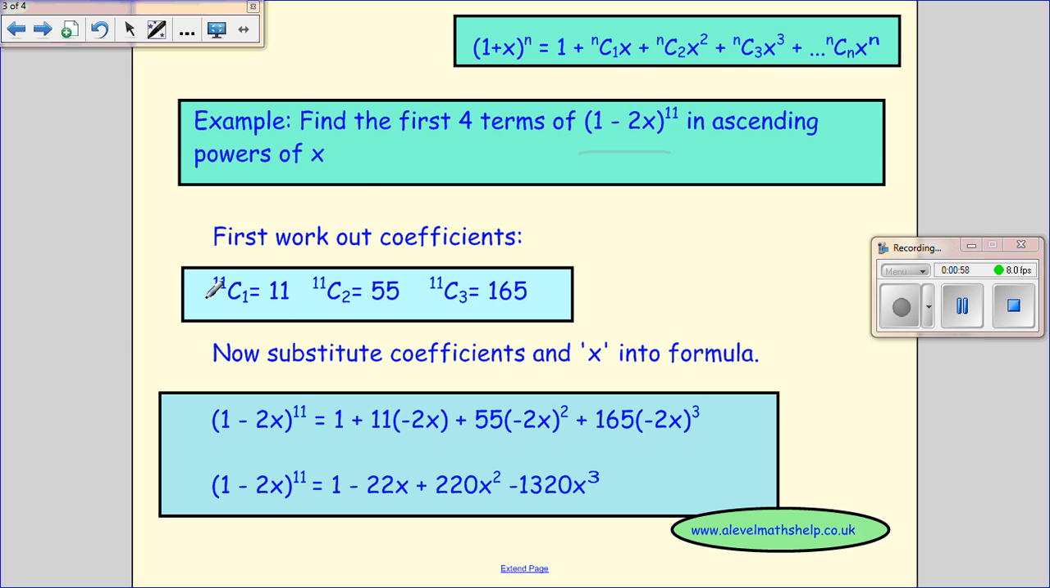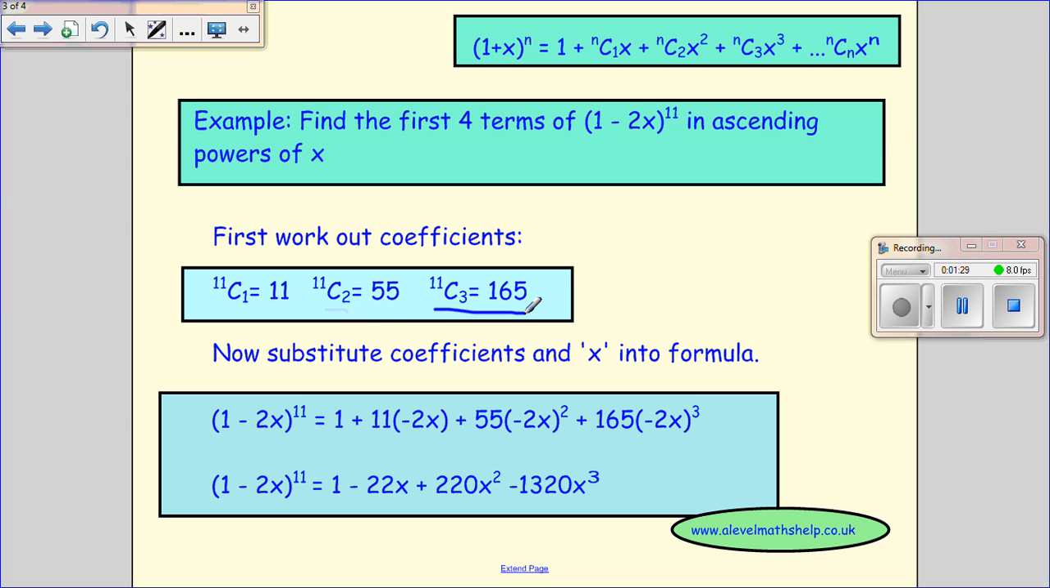We put n, which is the power, and the power here is 11. Then we press the nCr button, which on my calculator you get by pressing shift divide, and then r, which is the position in the sequence, remembering to start at position 0. So this is position 0, position 1. And so I put that in and press equals, and that gives me 11. And then I get the second coefficient, same thing, but this time I have r equals 2, and r equals 3 gives me the third coefficient.